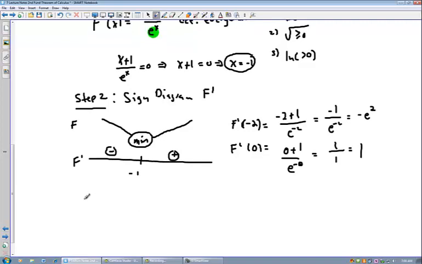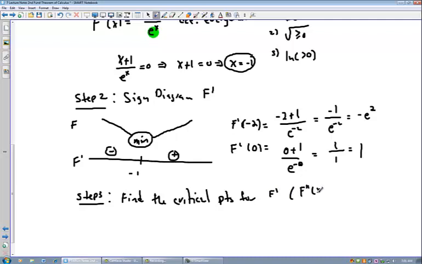And now we can do step 3. I'll write down the analysis where it's increasing, decreasing, and has local maximums and minimums in the end. Now we do the same thing, but we want to find the critical points not for f but for f prime. So find the critical points for f prime, which means f double prime of x is equal to 0 or undefined.